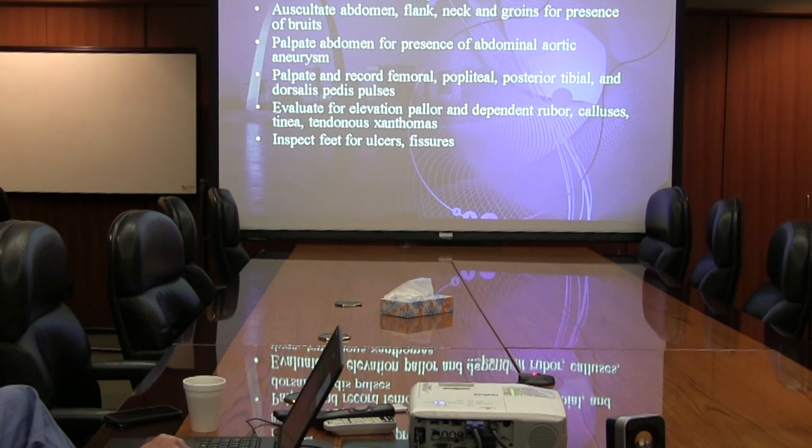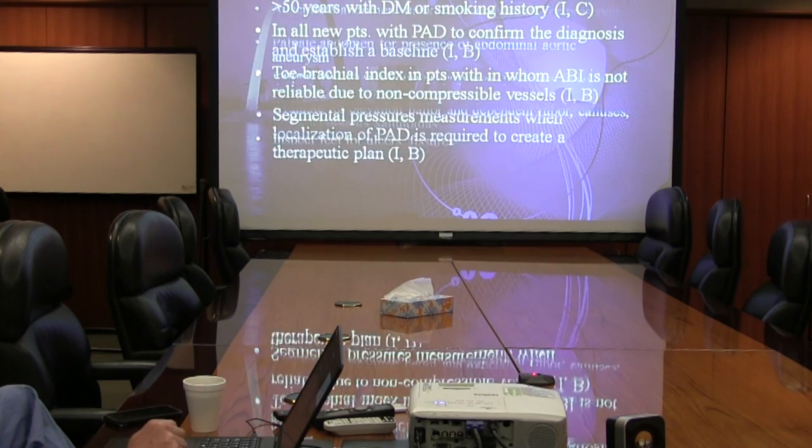Look at the feet for ulcers. Nobody likes to look at feet, especially our patients' feet.